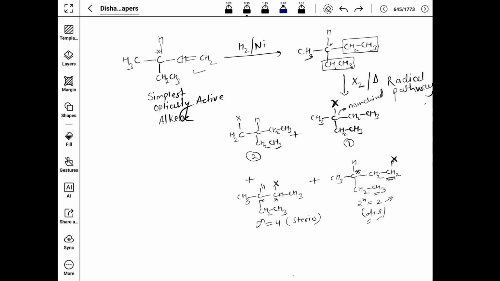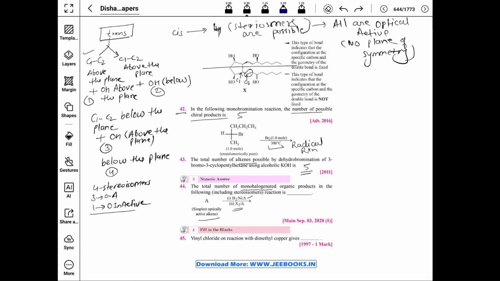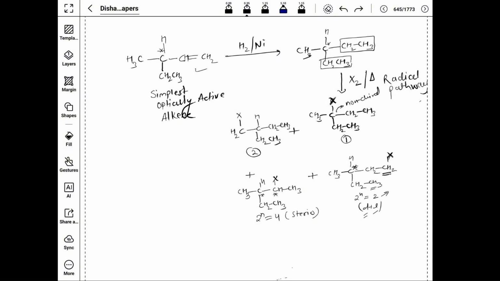So how many total? What was the question? The question was monohalogenated organic products. We have to include the stereoisomers. So how many are there now? So 4 from this because it has 2 chiral centers, 2 from this, 6, 1 is from this because it doesn't have any chiral center, so 1 from this and 1 from this, so 6, 7, 8. So the answer is 8.